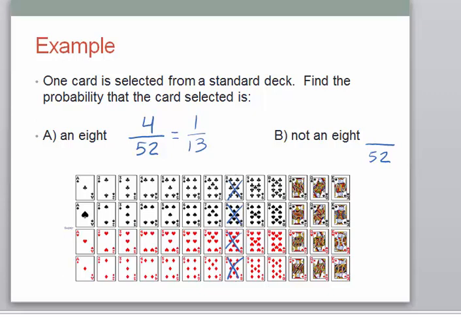And so if there are 52 cards and we have excluded 4, then there are 48 cards, 52 minus 4, that are not 8s. So 48 out of 52 is our answer. We do need to reduce that fraction, and that fraction reduces to 12 over 13.